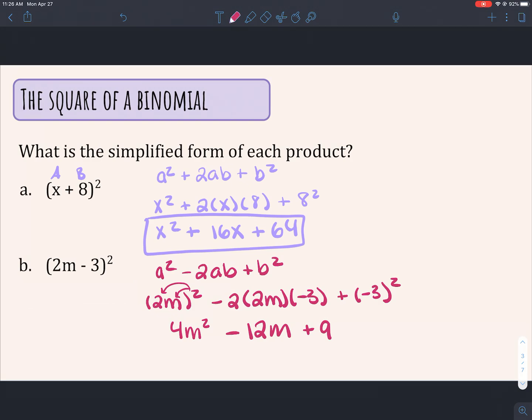So when you do this, actually when you plug it in, that should be a positive because the negative from the 3 is what's going to make it negative down here. Okay, so that's our answer for this one.